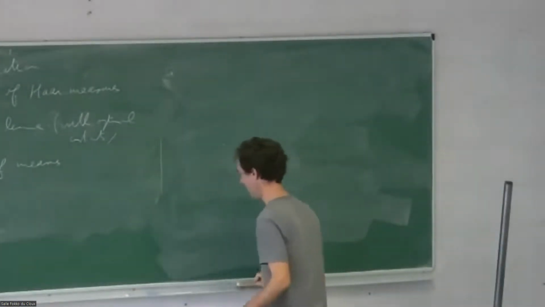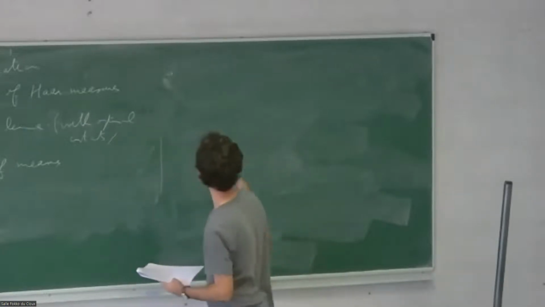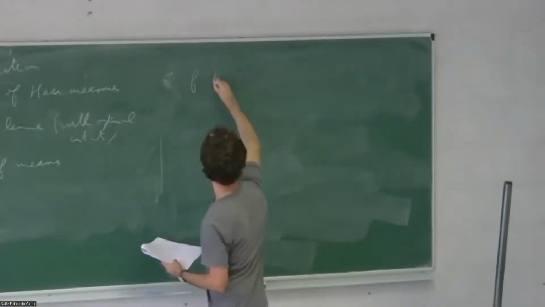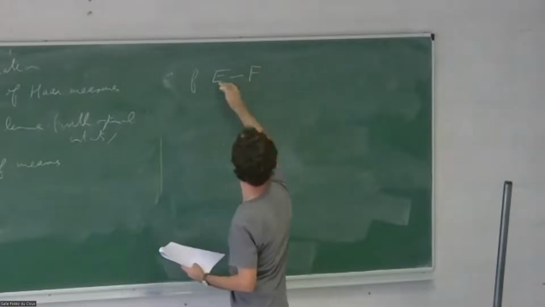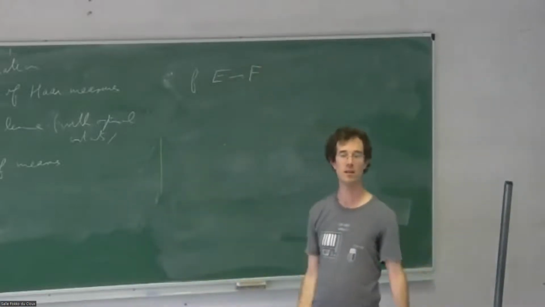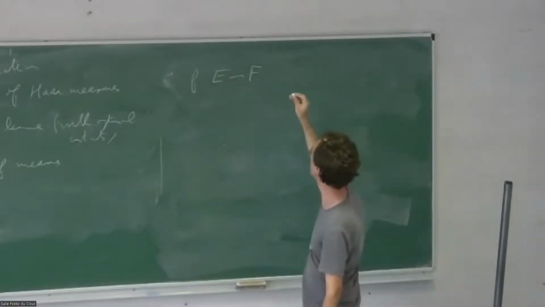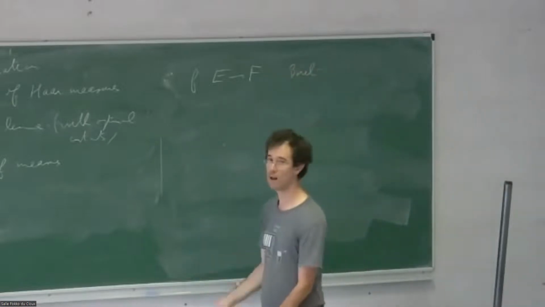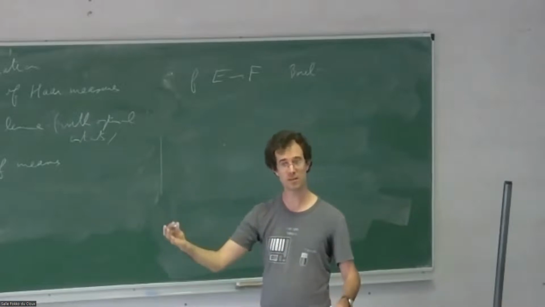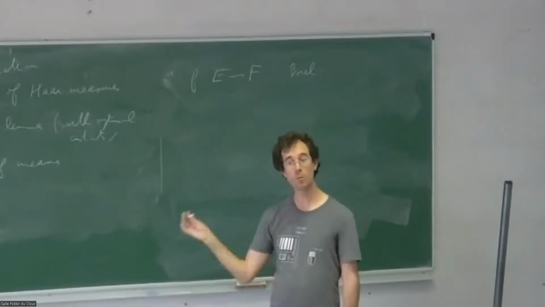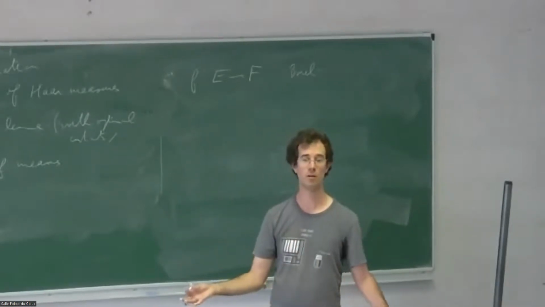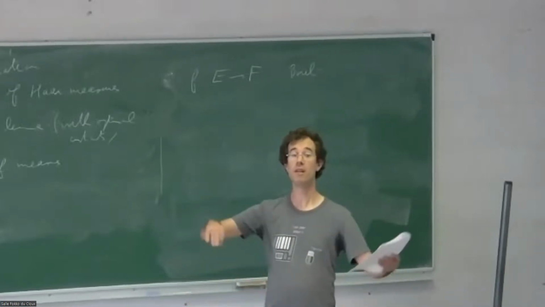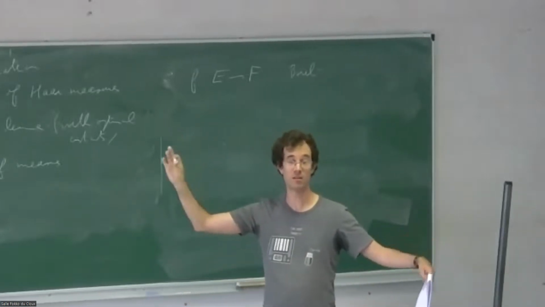Did you know that you take f from E to F, where E and F are two Polish spaces, and you assume that this map is Borel measurable. So what's a Polish space? Yes, a Polish space is a metric space or metrizable space for which the distance is complete and second countable. So all nice topological spaces you see are like that.